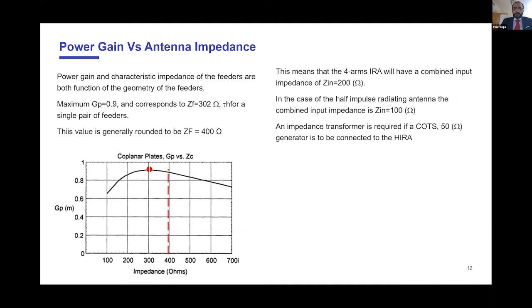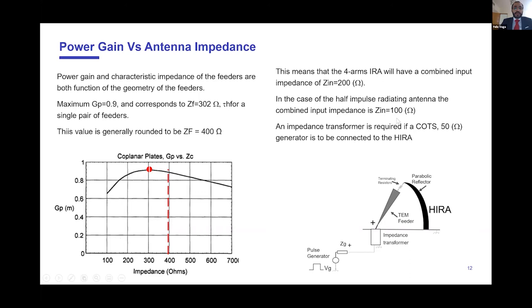So in general, a two arms impulse radiating antenna is going to be 400 ohms. A four arms impulse radiating antenna is going to be 200 ohms. In the case of the half impulse radiating antenna, the impedance, the optimum, quote, it's not optimum, it's a little bit less than the optimum, but it's convenient, is going to be 100 ohms. And this is the case.